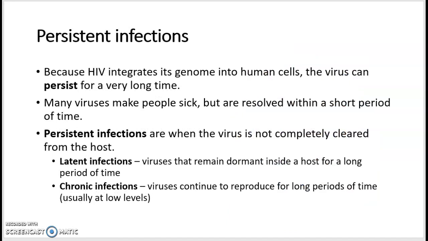So HIV integrates in the cell and becomes a persistent infection. Many viruses make people sick, but they're resolved within a short period of time. Persistent infections happen when the virus is not completely cleared from the host. It can happen a couple different ways. One, latent infections, where the virus remains dormant inside the host for a long period of time, and also chronic infections, where low levels, usually, of virus continue to reproduce for long periods.